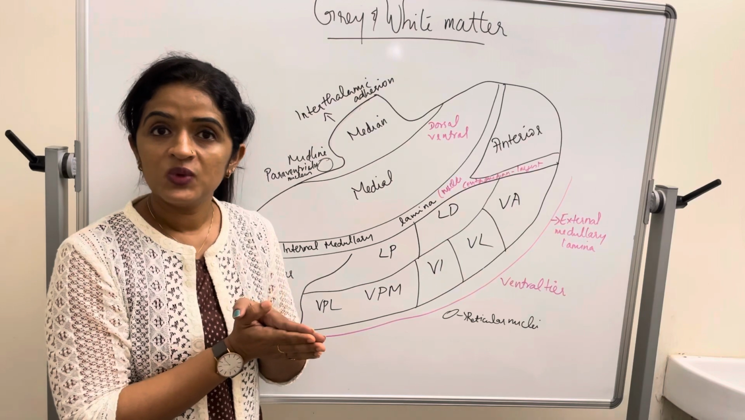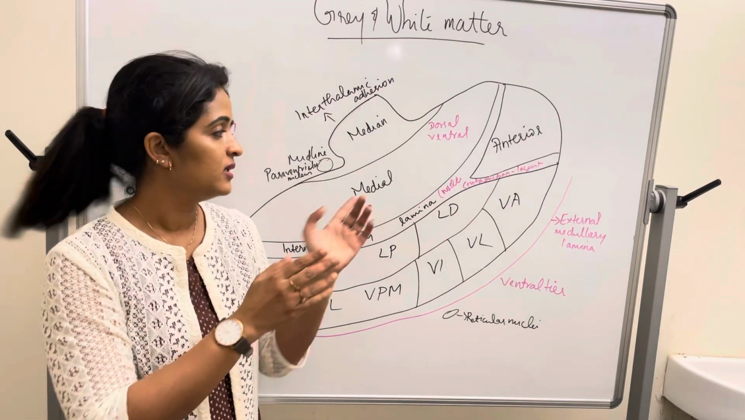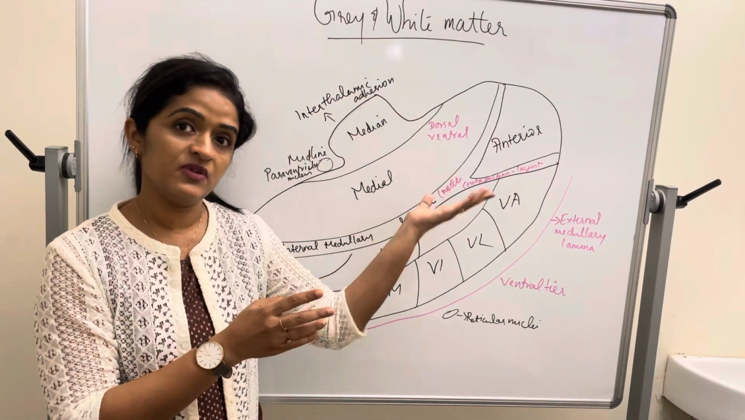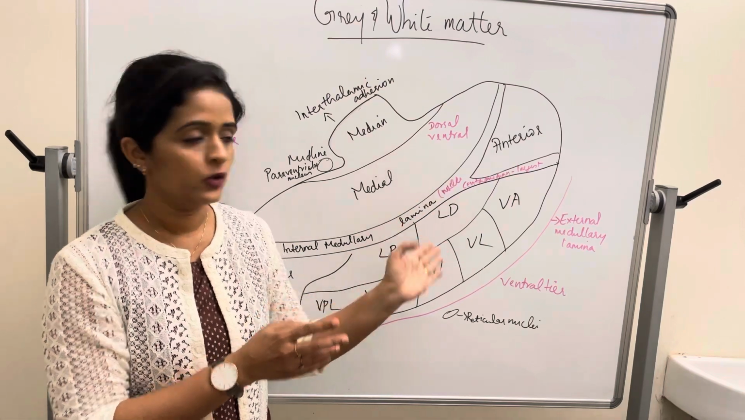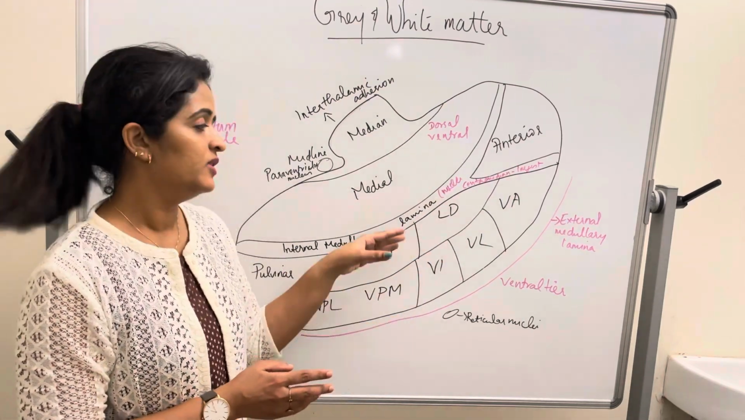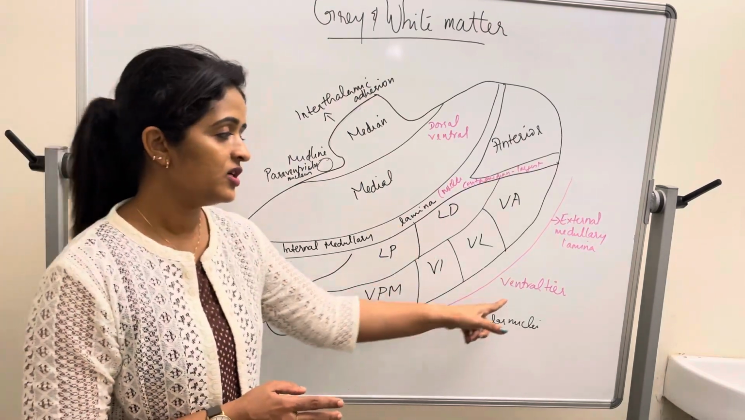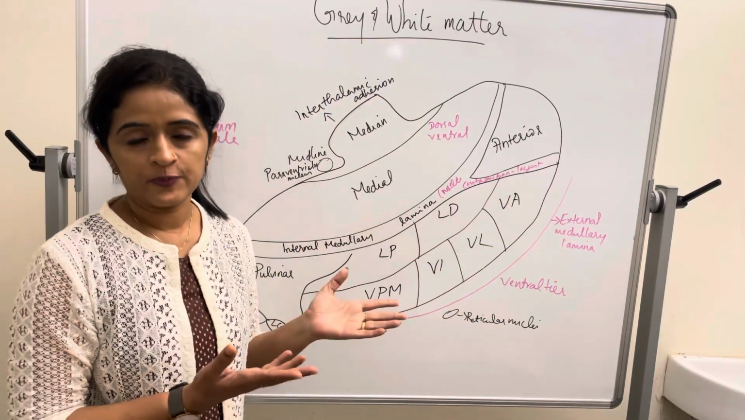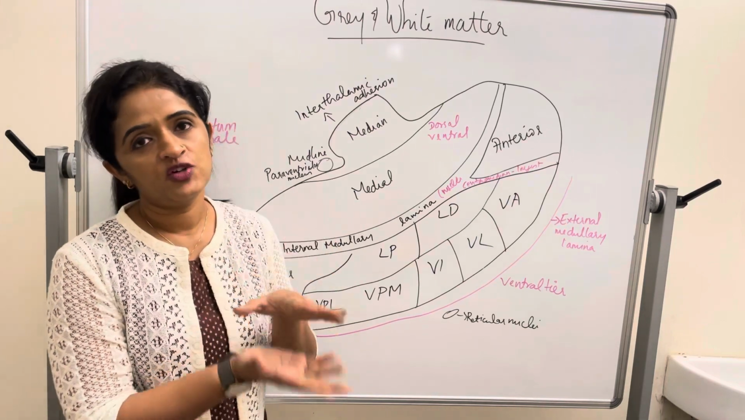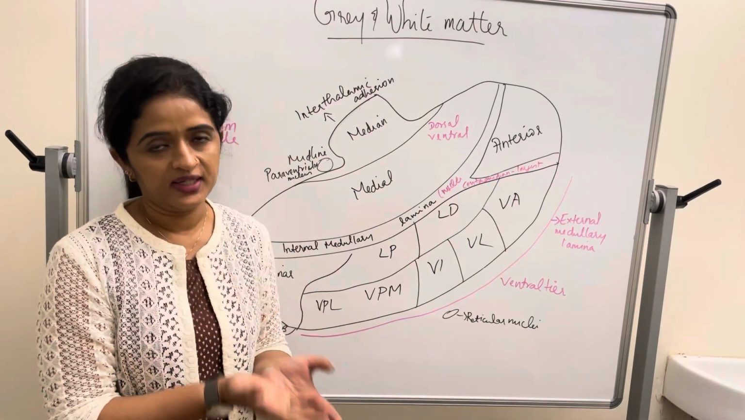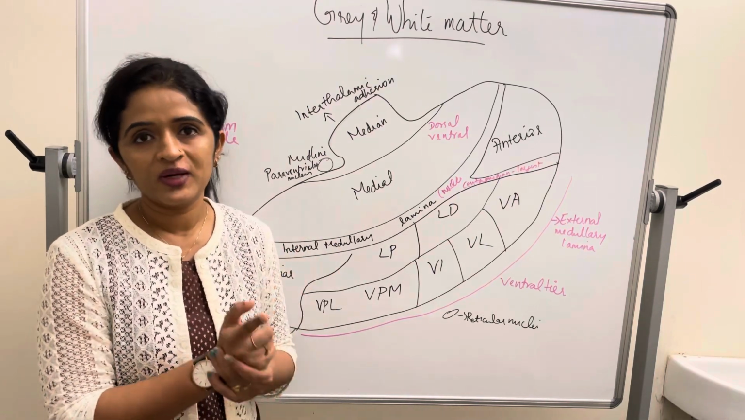But the difference between the lateral and medial group is that for the medial group there are no further subdivisions for the dorsal and ventral group, but for the lateral group, the dorsal group is called the dorsal tier and the ventral group is known as the ventral tier. The dorsal tier and ventral tier are further subdivided. That is the difference between the medial group and lateral group.